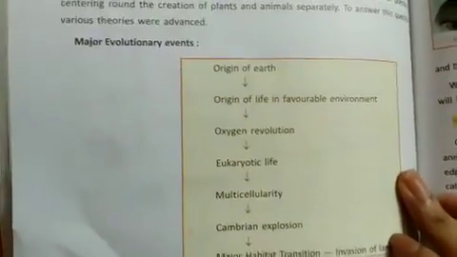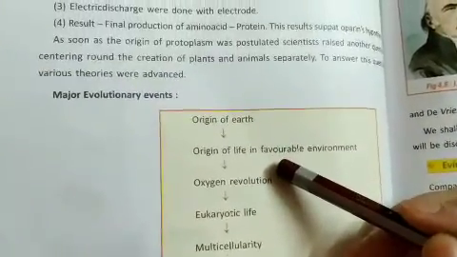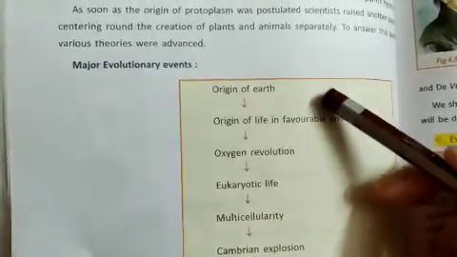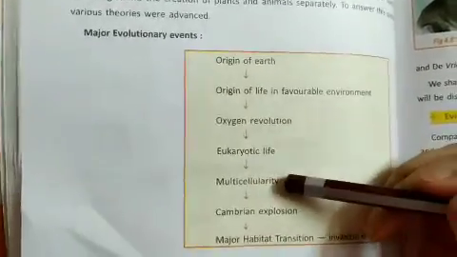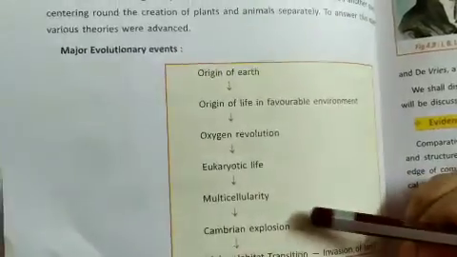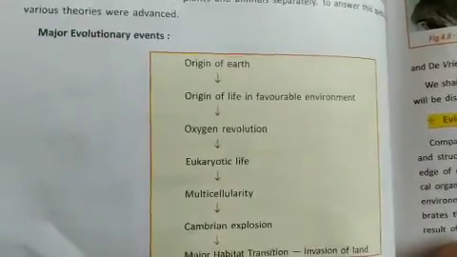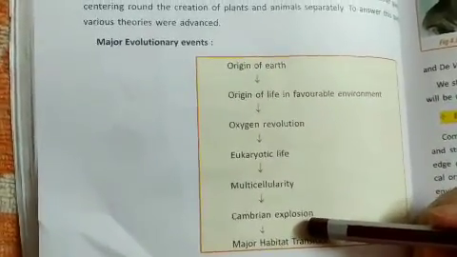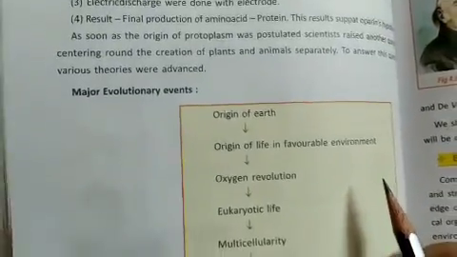There are some major evolutionary events. Origin of Earth. Then origin of life in a favorable environment, then the oxygen revolution. Then eukaryotic life. First prokaryotic organisms originated, then eukaryotic life. Multicellularity, that is, first organisms were unicellular, then multicellular. Cambrian explosion, and finally the major habitat transition, the invasion of land. In this way, step by step, life originated. And one more thing, the term evolution was first coined by the scientist Herbert Spencer.